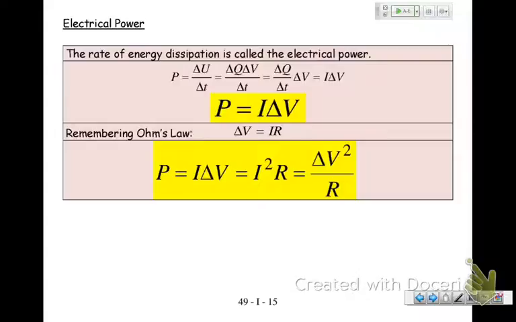Power. Power is the joules per second. It's the rate at which you can do work, expend energy.